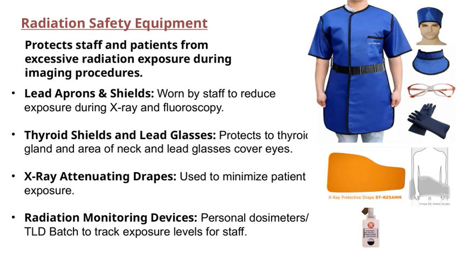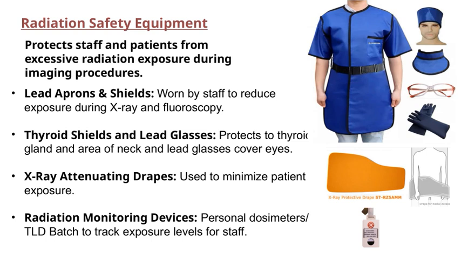Next, there are thyroid shields and lead glasses. The thyroid gland is particularly sensitive to radiation, so wearing a thyroid shield provides crucial protection for that area and the neck. Lead glasses, on the other hand, protect our eyes from scatter radiation, which can be a concern during these procedures. We also use X-ray attenuating drapes, which are placed over the patient to help minimize their exposure to radiation. This not only safeguards the patient, but also helps contain scatter radiation.